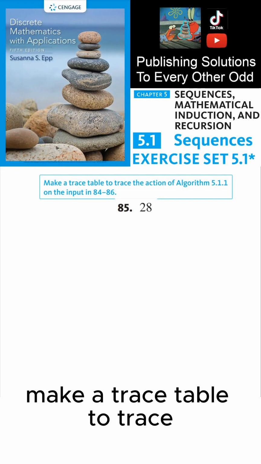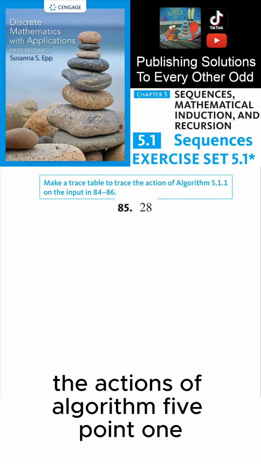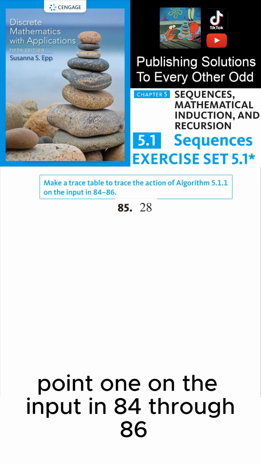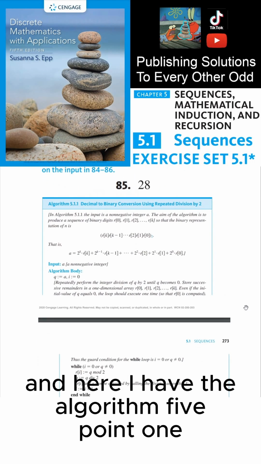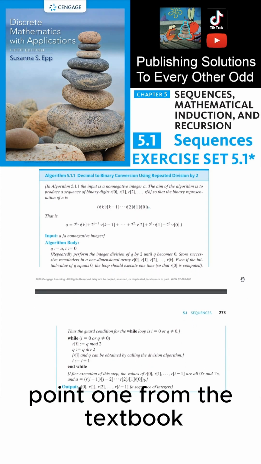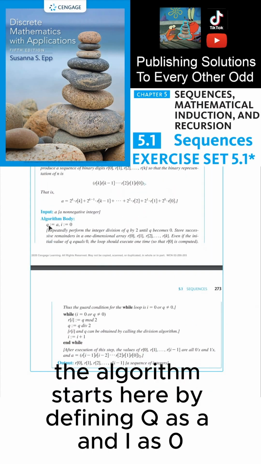Make a trace table to trace the actions of algorithm 5.1.1 on the input in 84 through 86. Here we have the number 28, and here I have the algorithm 5.1.1 from the textbook. The algorithm starts here by defining q as a and i as 0.